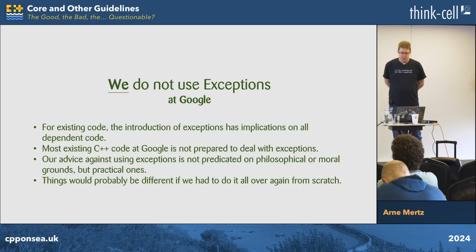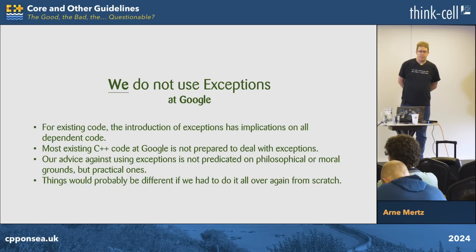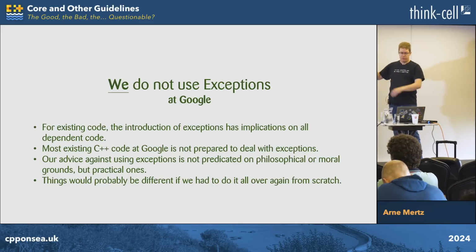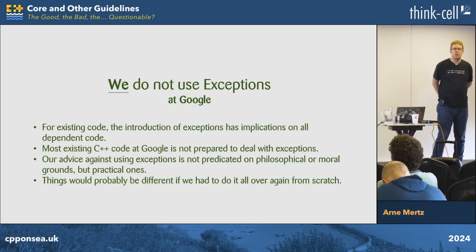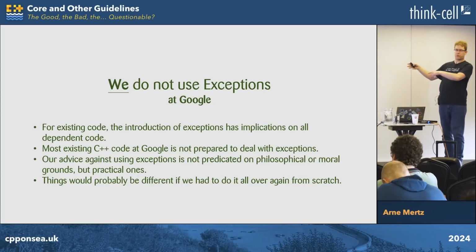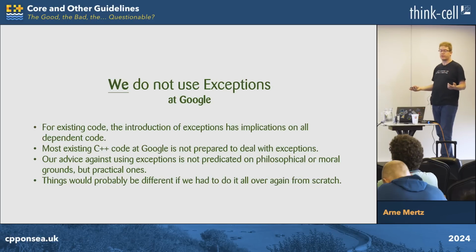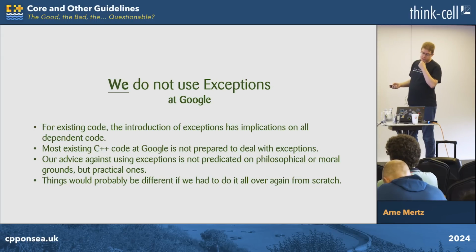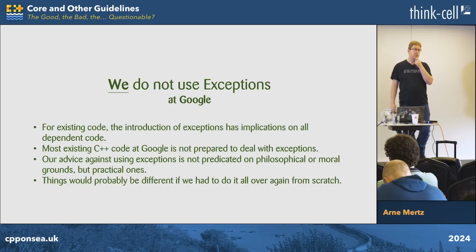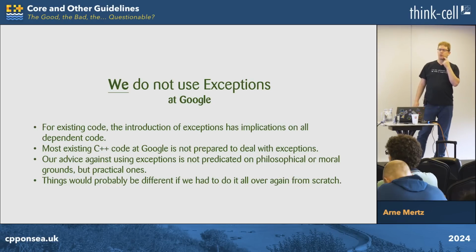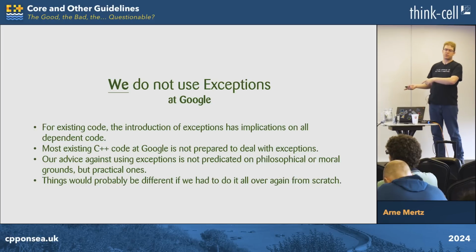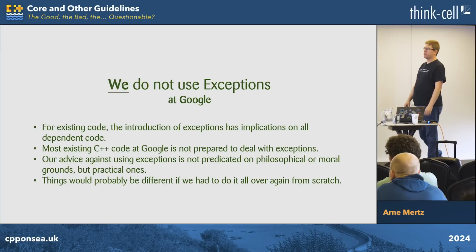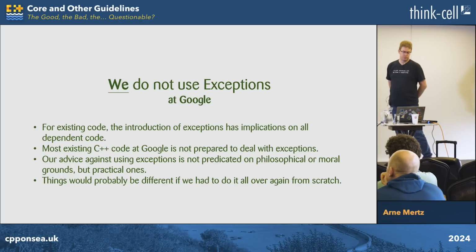Right now, when you look at these guidelines from Google, they state nothing about the performance part. They say, for existing code, the introduction of exceptions has implications on all dependent code, because the code that uses your throwing code has to be ready for exceptions to be thrown, right? Most existing C++ code at Google is not prepared to deal with exceptions. We're not talking about hundreds of thousands or millions of lines of code here. We're talking about billions of lines of code. So making all that ready for exceptions, probably not something they want to do in this century.